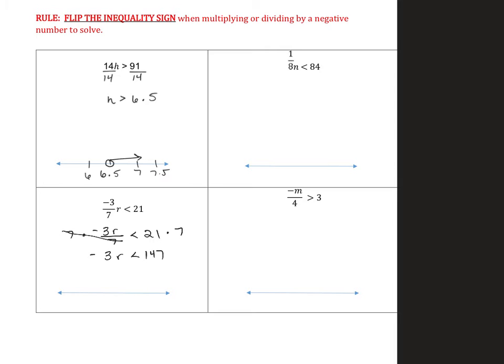And now in the second step, I have to divide both sides by negative 3. When I divide by a negative number, I have to flip my inequality symbol. So I went from having a less than inequality to having a greater than inequality. And 147 divided by negative 3 is negative 49. So on my number line, I'm going to have an open circle at negative 49, and my arrow is going to point towards the right, towards numbers that are greater than negative 49.